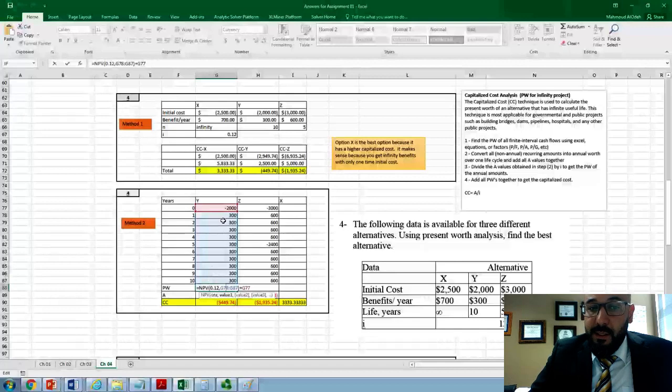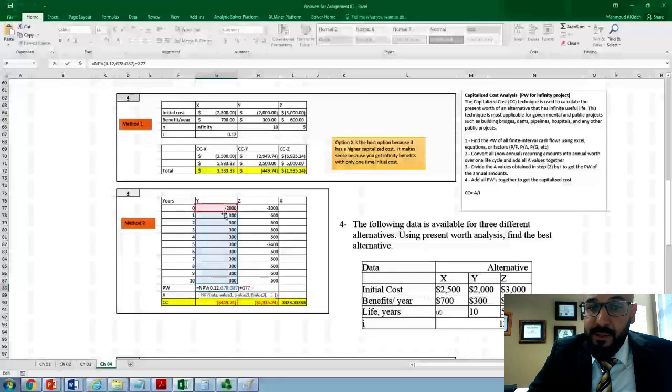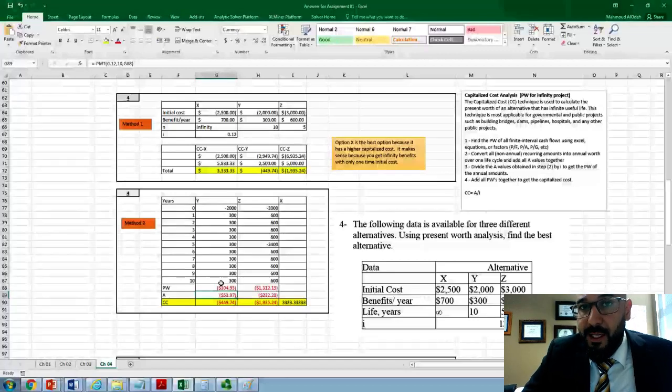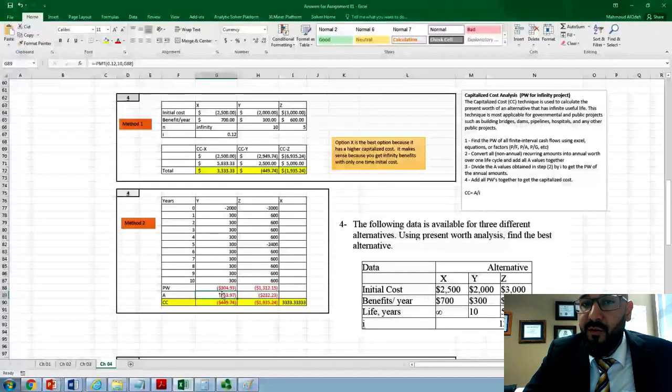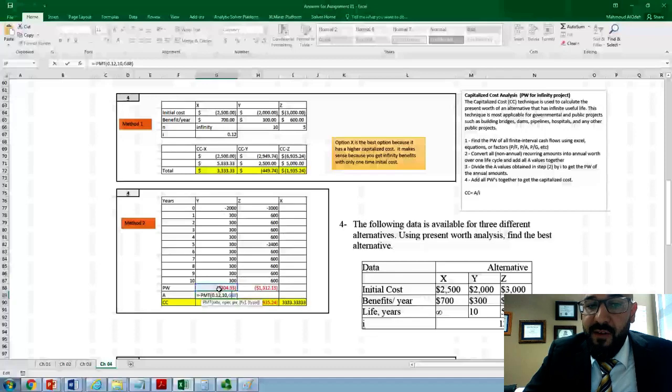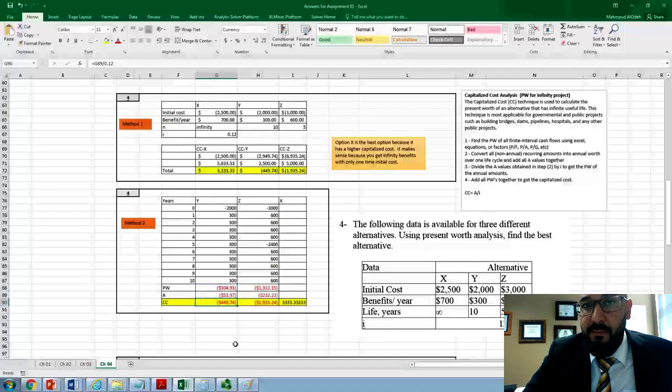NPV 12%, select the values from 1 to 10, add to that year 0 to find what would be the present worth. Now, in order to find the capitalized cost, we have to divide A over I. So in order to find A, we have to convert the present worth to A using the PMT function. So we use the PMT function, 12%, 10 years, and we use the value that we just got from the NPV function, and that would give you 53.97.